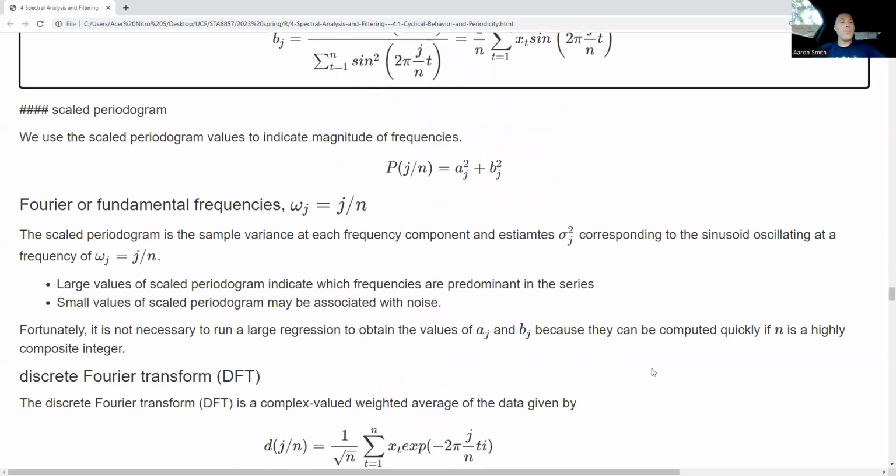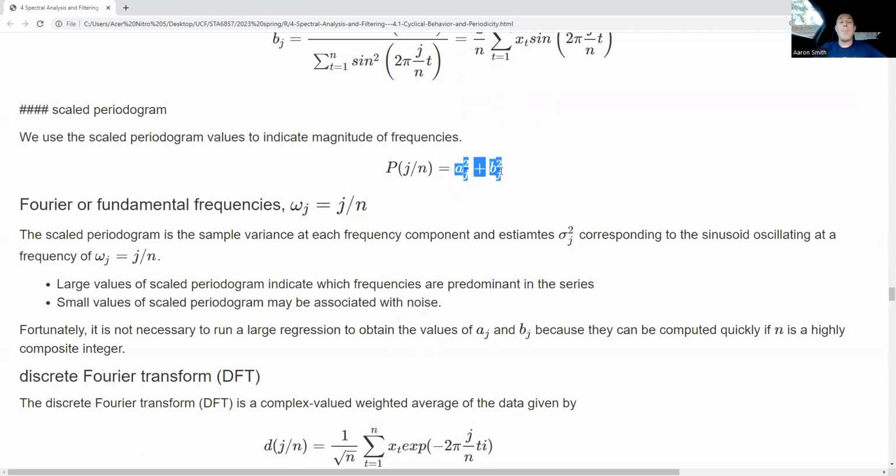All right, so now we want to talk about the scaled periodogram. After I get those coefficients off of sine and cosine, my scaled periodogram is going to correspond to taking those coefficients, squaring them, and adding them up. This is going to be a way for us to measure how important a particular frequency is for my time series values.